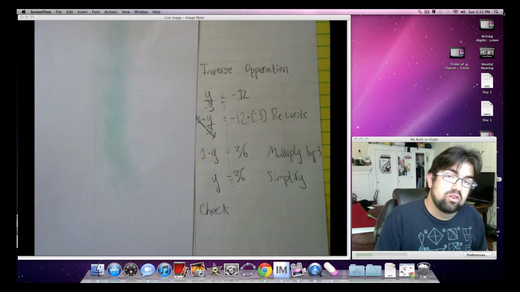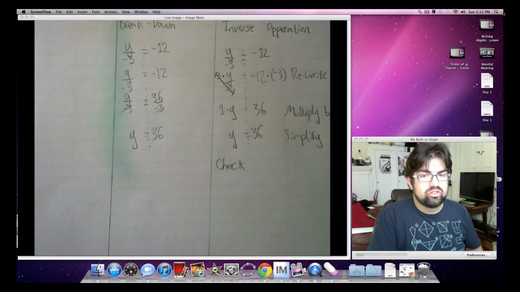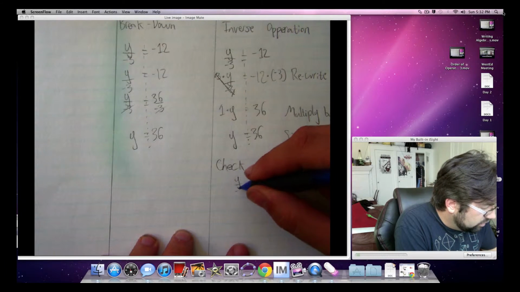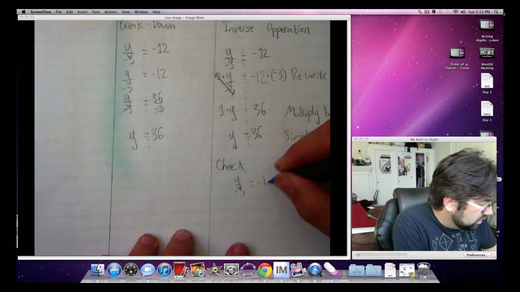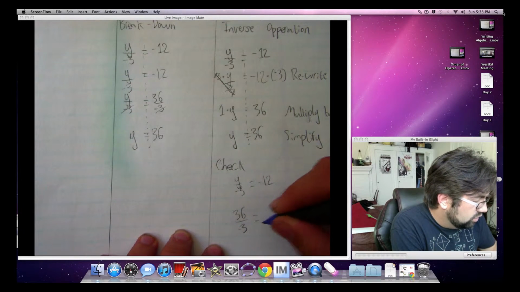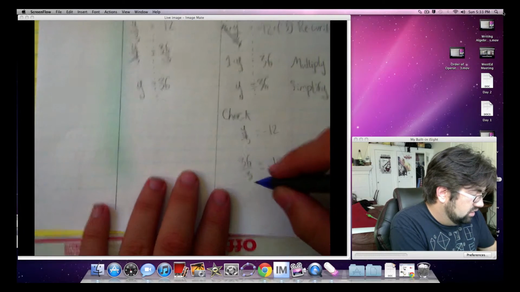Which is, hey, what we have on the other side, right? So now we're going to do our check. Every single time we're always going to do our check. We're going to take y divided by negative 3 equals negative 12. We're going to plug in. Does 36 divided by negative 3 equal negative 12? Positive divided by negative is a negative.